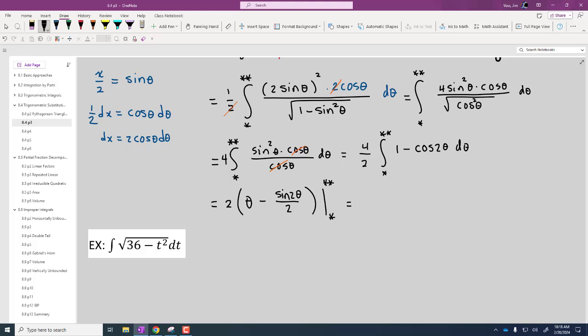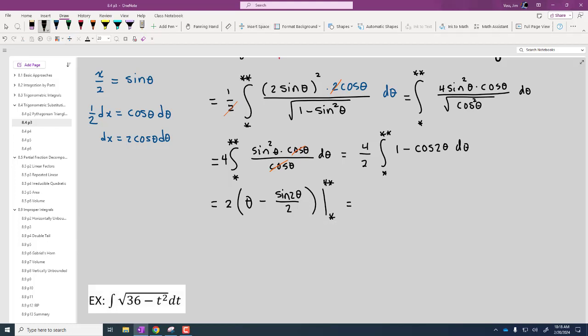All right, we still have more work to do. Trig sub is the hardest of all the techniques because there are so many pieces to it. So, we need to get back to x's. Here's how we do it.